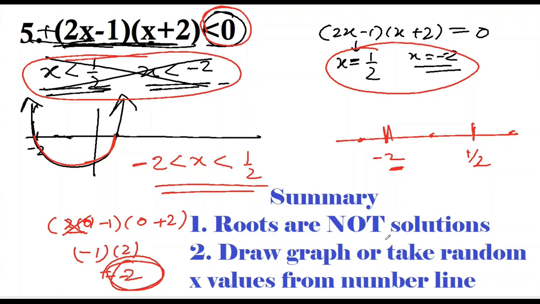So the summary is that the roots are not the solution. They are just the x-intercepts of the graph. You better draw a graph or take random numbers on a number line to justify your solutions. Your solution will always be a range of numbers.